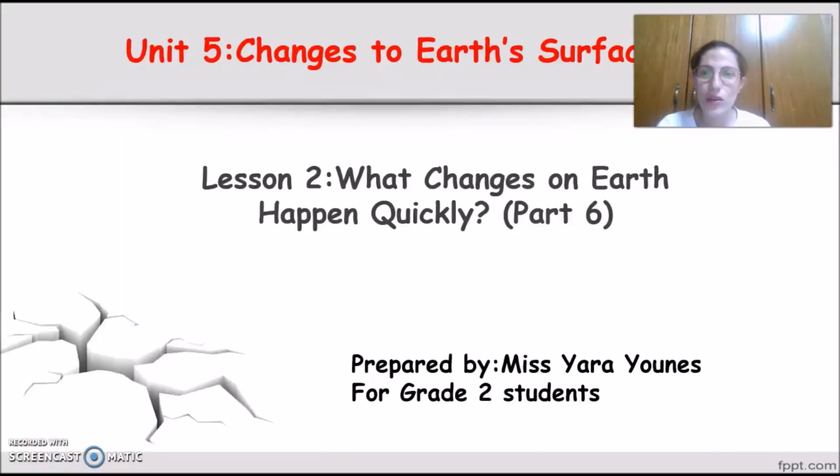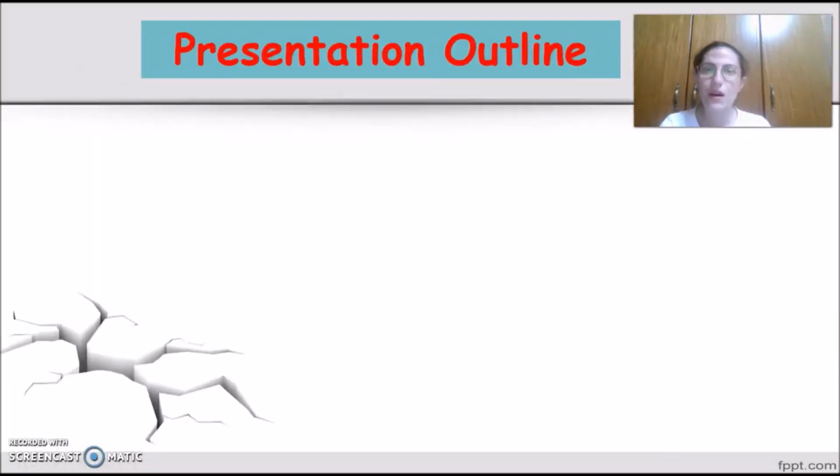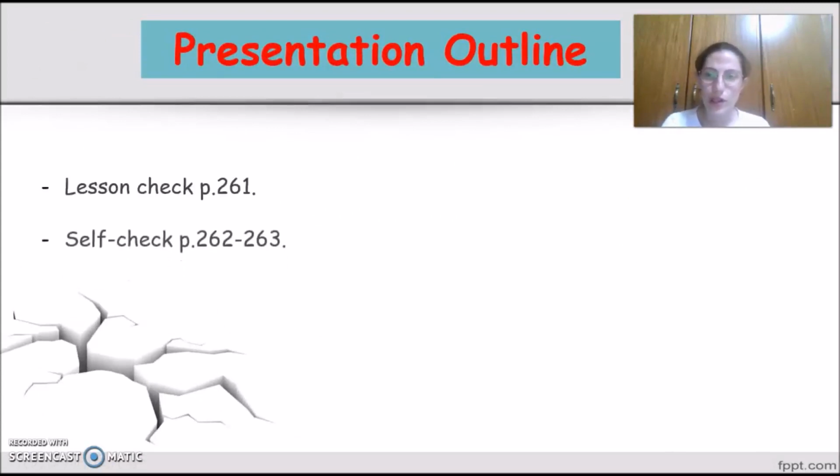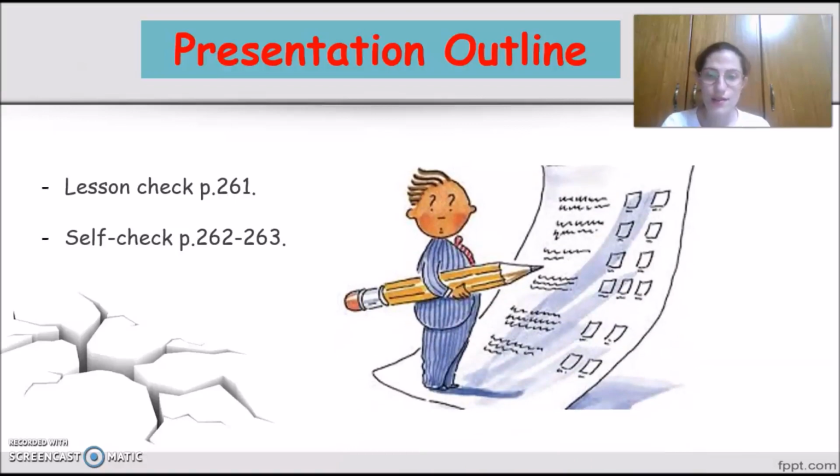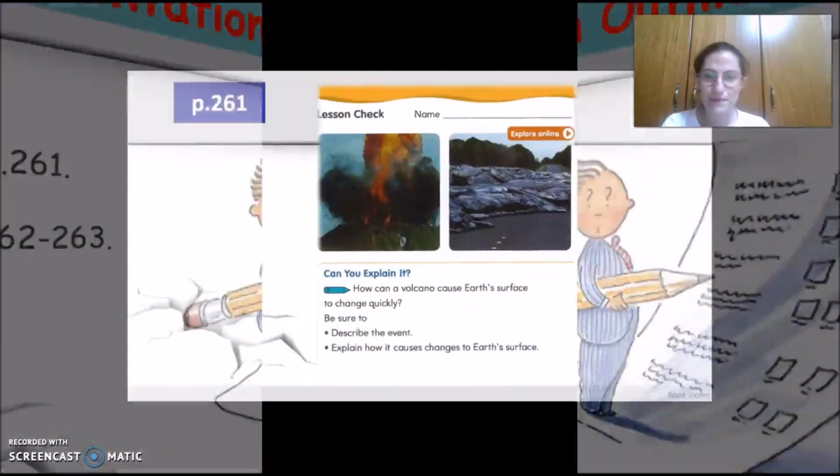Today we're going to continue with Unit 5, Changes to Earth's Surface, Lesson 2, What Changes on Earth Happen Quickly, Part 6. For today we're going to cover the following points. Lesson check, page 261, self-check, pages 262 to 263.